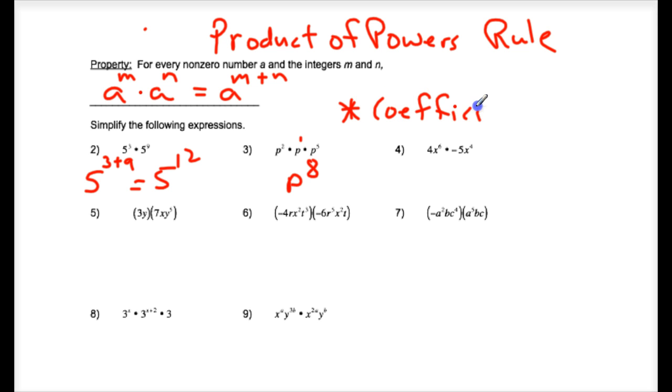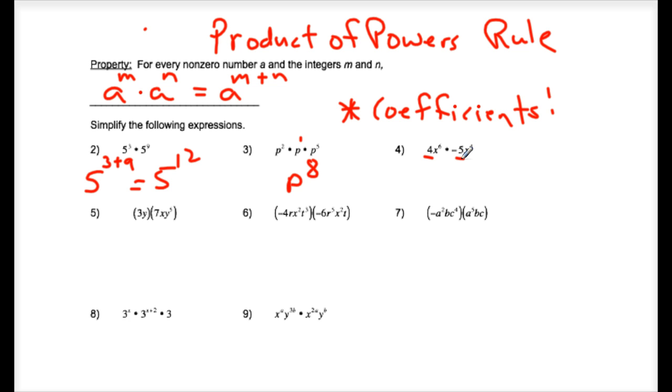Do not start adding coefficients together when you multiply. That's what kids always do. They think it's -1 x to the 10th. No. The classic. Bobby, I'm gonna go to you on this.